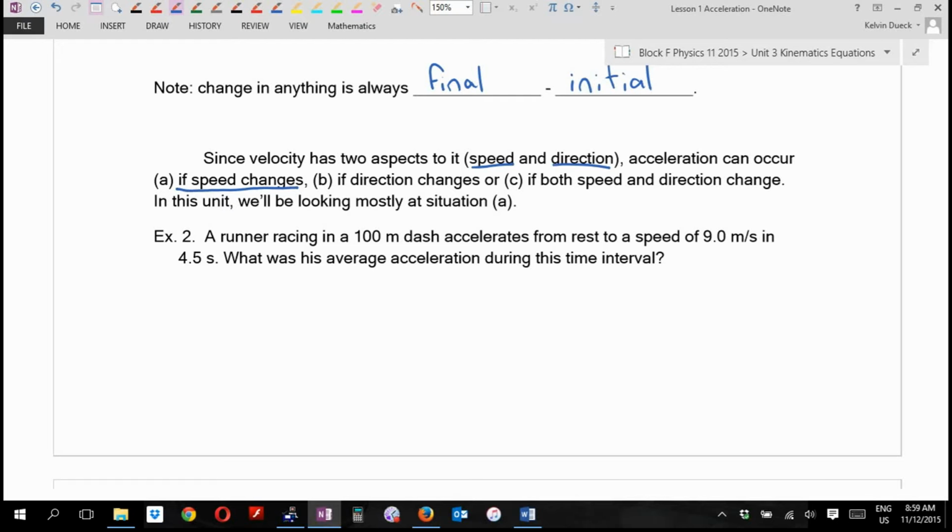I didn't underline that one because in this unit, in fact, in Physics 11 and almost always in Physics 12, we're going to be looking at changing magnitude. When you let direction change, it gets really complicated. However, in Physics 12, when we look at circular motion, then direction will change. Preview of coming attractions.